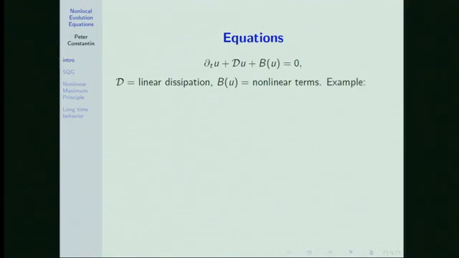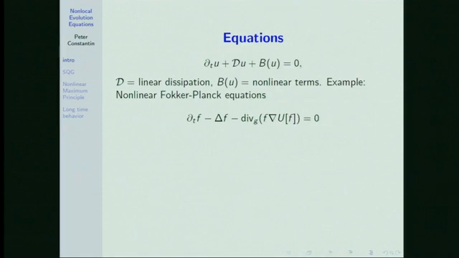So the equations that we're going to deal with look like this. You'll have a linear dissipation that might, in the end, be non-local. And you have some nonlinearity. And the examples of the first applications, chemotaxis and galaxies and so forth, are nonlinear Fokker-Planck equations. It's a little bit of a misnomer. Fokker-Planck equation should be linear, but you can live with this.